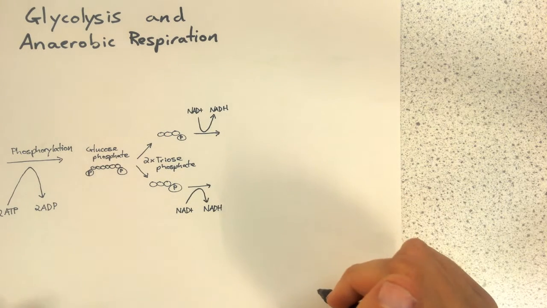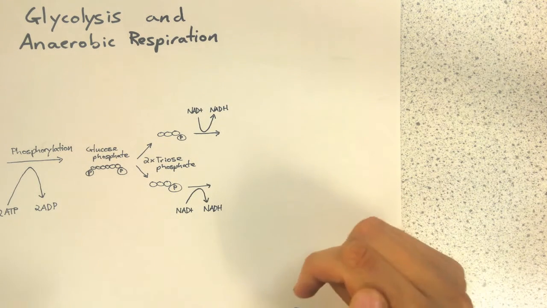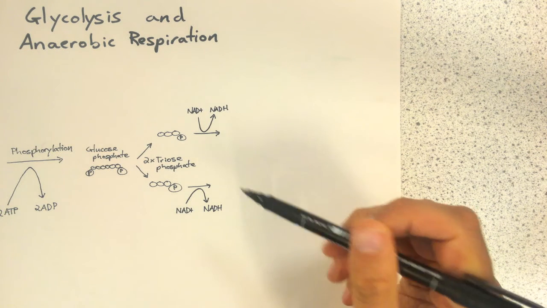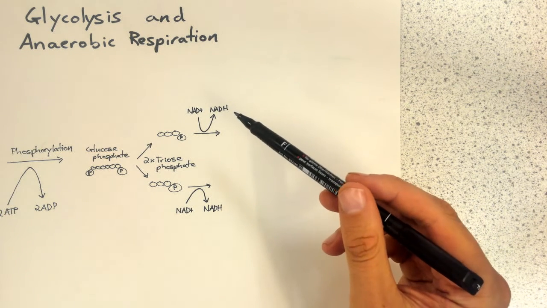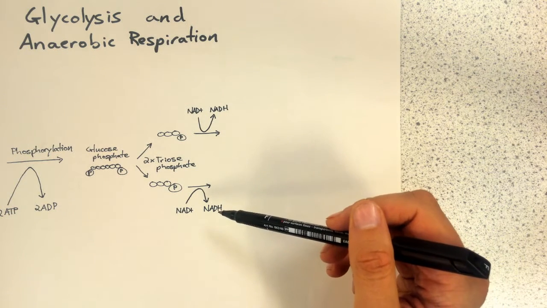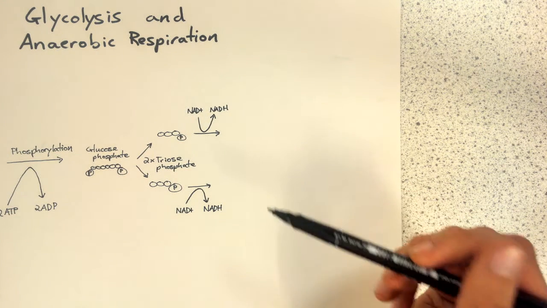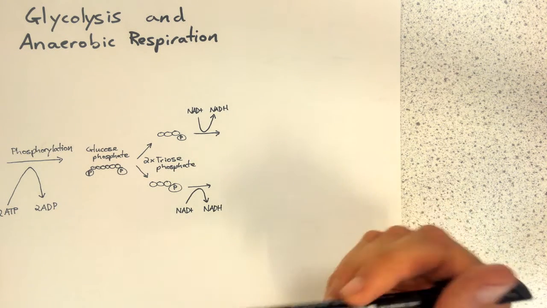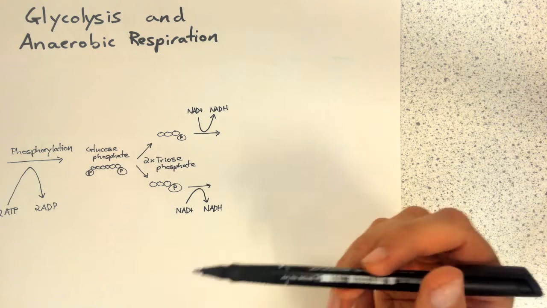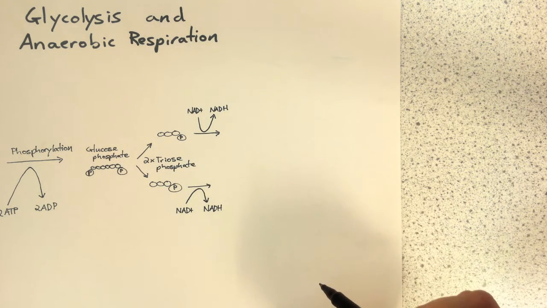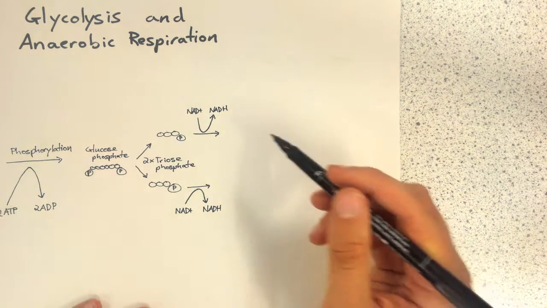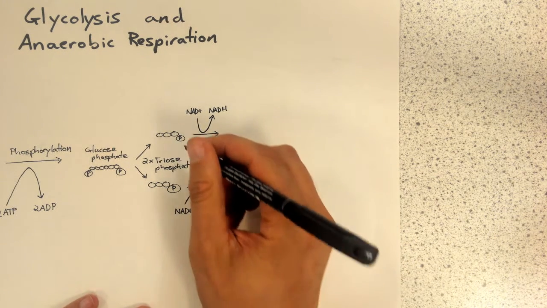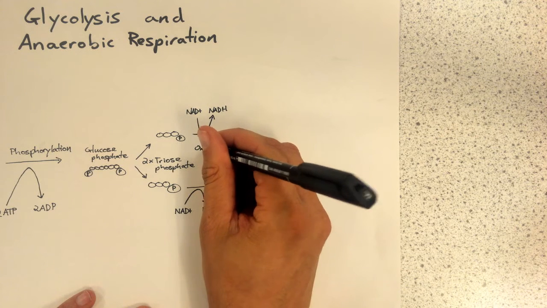NADH is a high energy electron carrier, much like NADPH that was found in photosynthesis. In aerobic respiration, the NADH will go to the electron transport chain inside mitochondria and provide it with high energy electrons to power the production of ATP. So, our triose phosphate was oxidized when it lost the electrons.